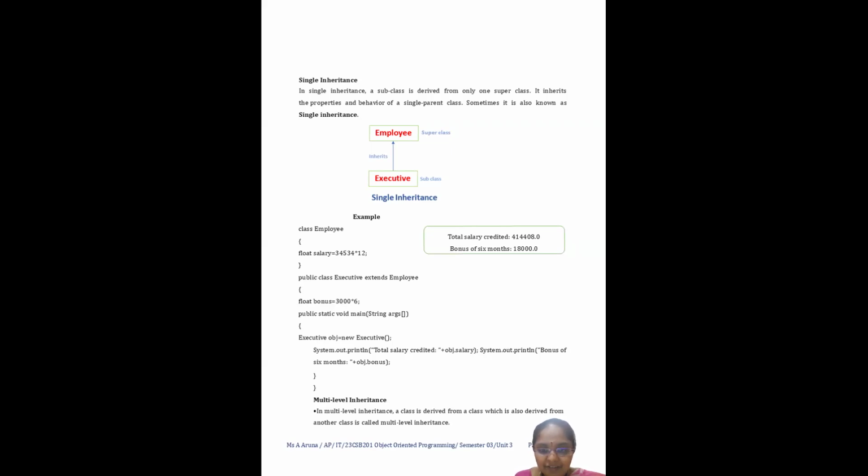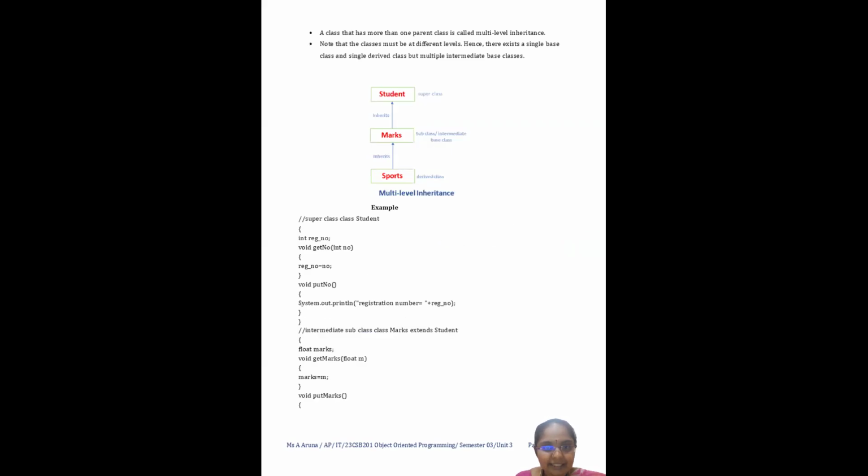A class derived from a class which is also derived from another class is called multi-level inheritance. Through that, student is my parent class, mark is my subclass, and again it can be derived into sports, which is another subclass. Because here we have to define the classes at different levels, existing a single base class and single derived class, but multiple intermediate base classes may be present inside the multi-level inheritance.